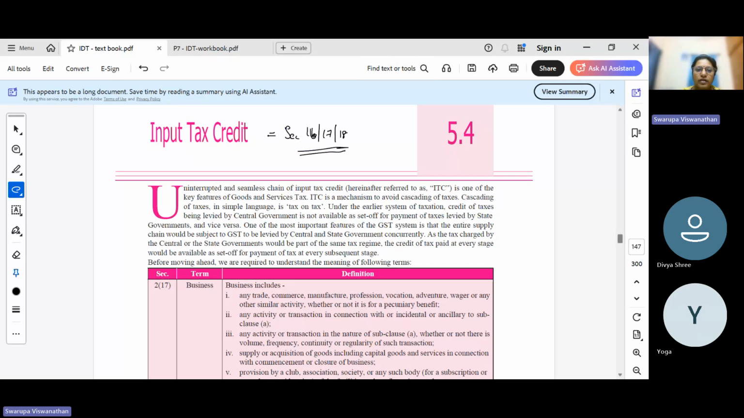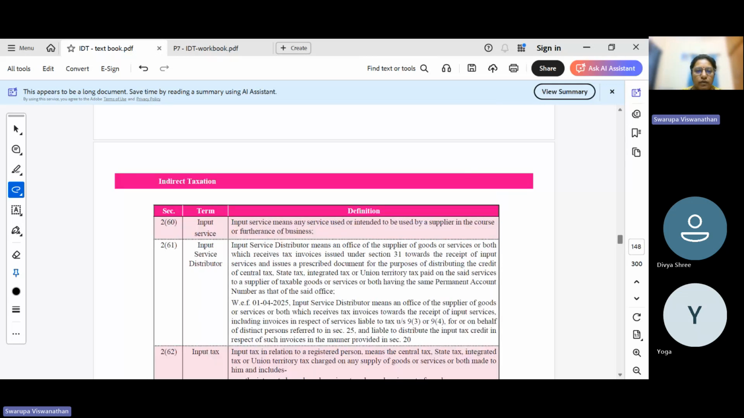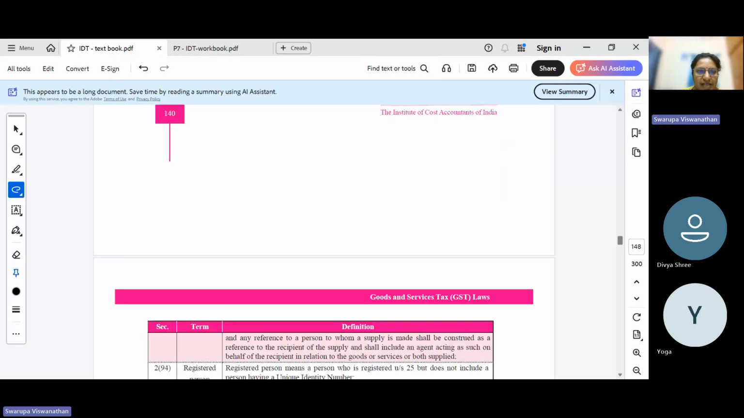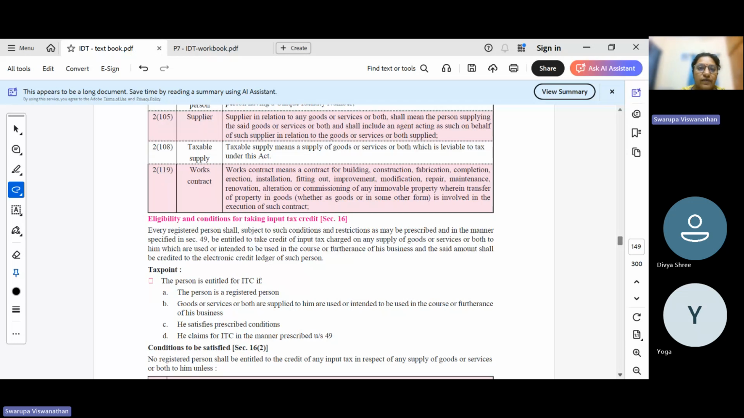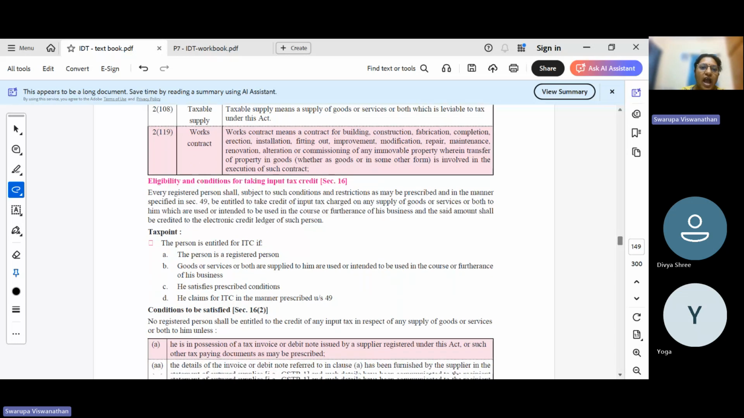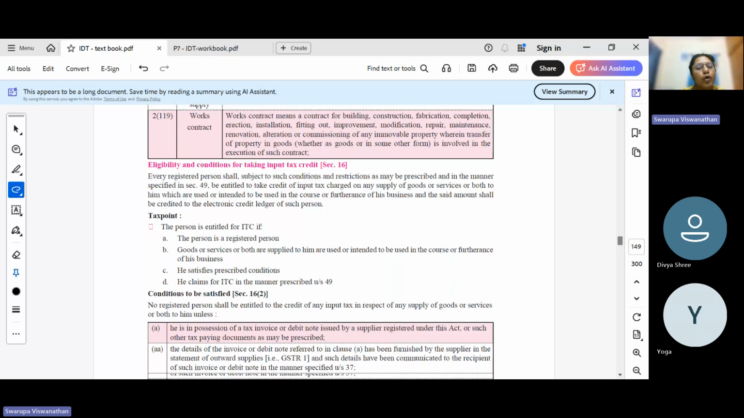The most important factors you need to remember with respect to input tax credit are: what are the conditions to be satisfied to avail the credit, and what is blocked credit? What is the credit that is blocked? So, conditions to be satisfied for availing credit.